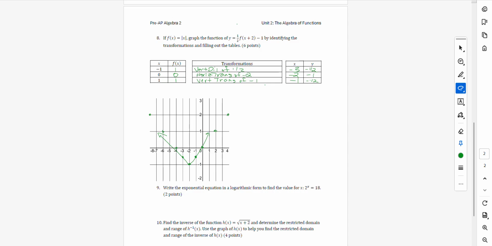Again, the graphing calculator would have helped as well. Number 9 was exactly like the quiz. x equals log base 2 of 18. That is approximately 4.16993. 4.1699.